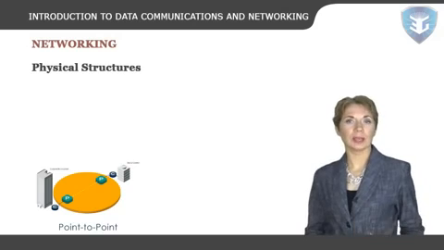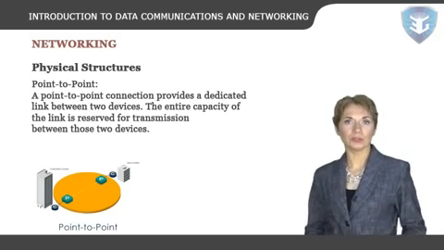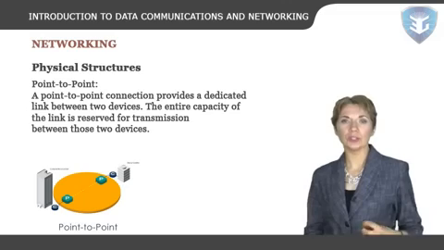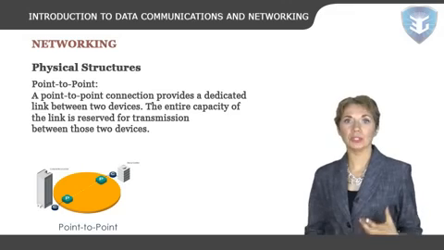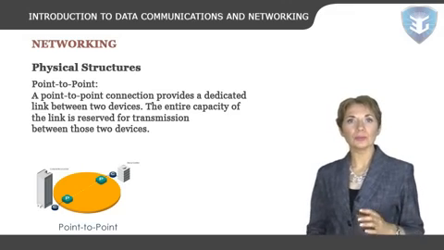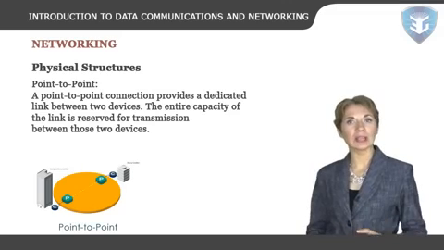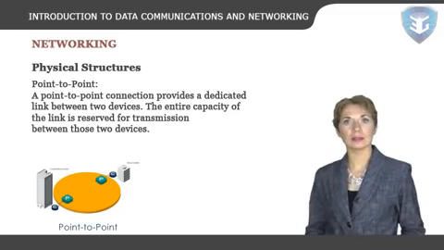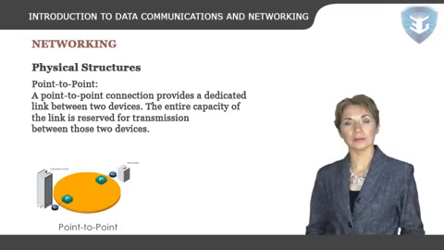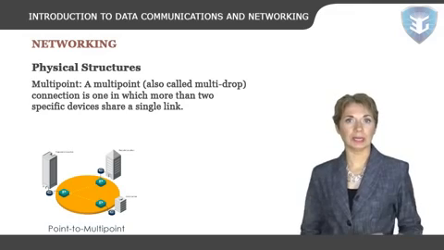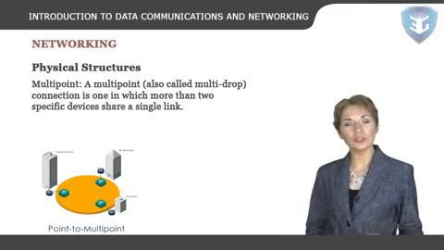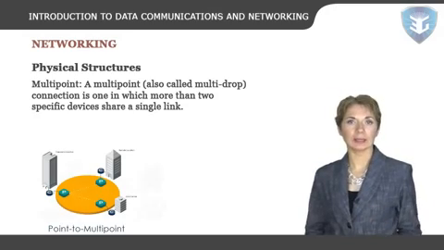There are two possible types of connections: point-to-point and multi-point. A point-to-point connection provides a dedicated link between two devices. The entire capacity of the link is reserved for transmission between those two devices. Most point-to-point connections use an actual length of wire or cable to connect the two ends, but other options such as microwave or satellite links are also possible. Multi-point. A multi-point, also called multi-drop connection, is one in which more than two specific devices share a single link.